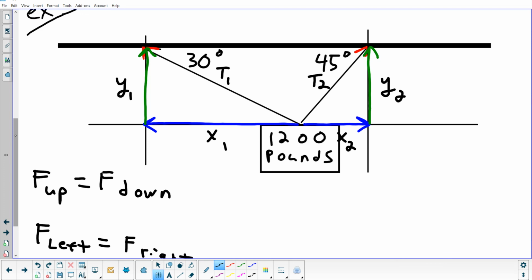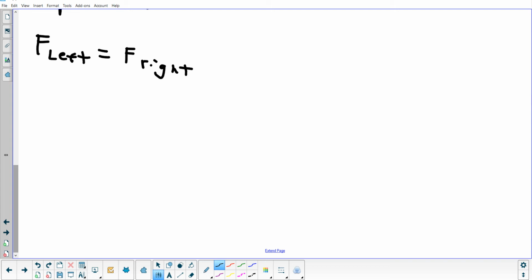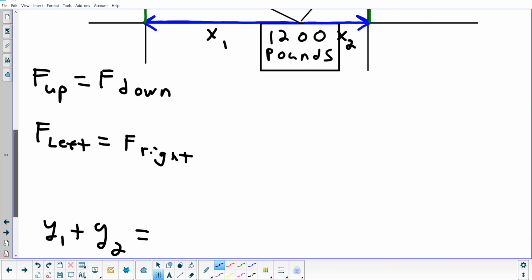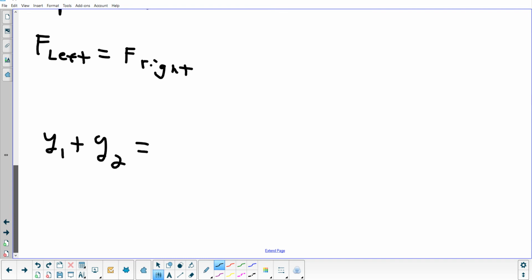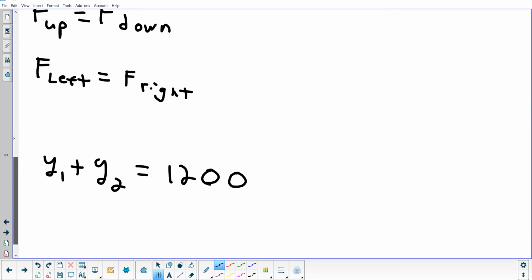So how would you represent force up? Y1 plus Y2 equals. Now the force down, we know that. What is the force down? 1200. That's the weight. All right, so there's our first equation. That's the only number we're going to have for now.